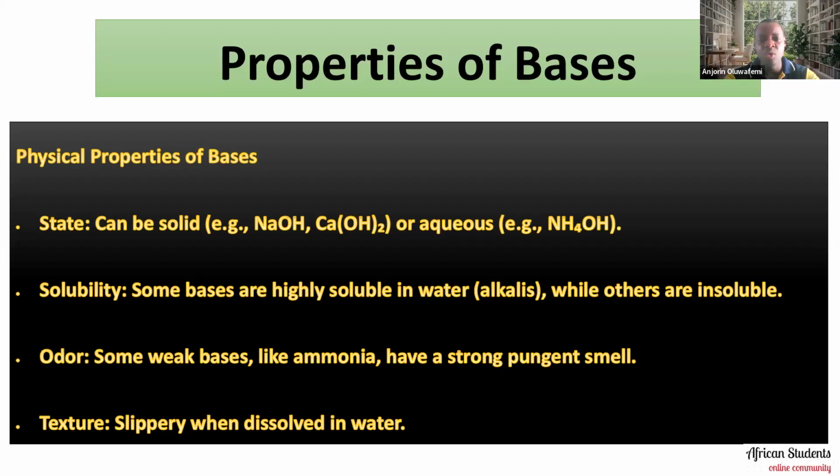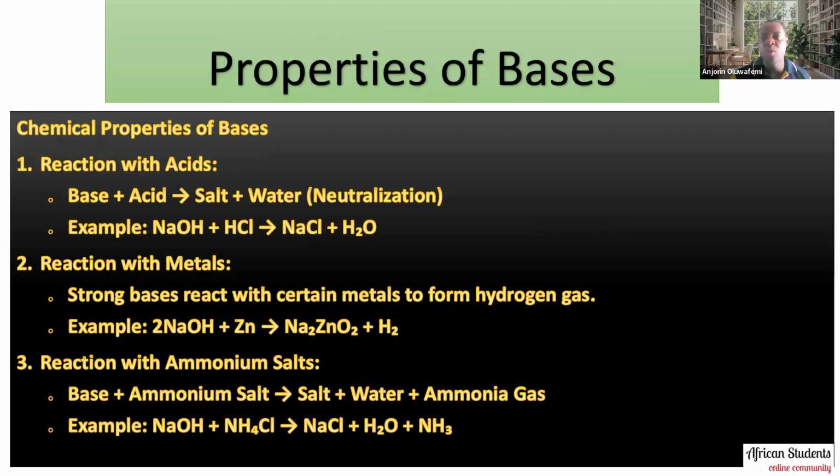So based on odor, some weak bases like ammonia have a pungent smell, while others like strong bases don't really have the smell, so to speak. And also based on texture, bases are slippery when dissolved in water. When you touch them, you feel that they are slippery. They will just be sliding on your hand, so to speak. So these are the physical properties of bases, and then we look at the chemical properties of bases now.